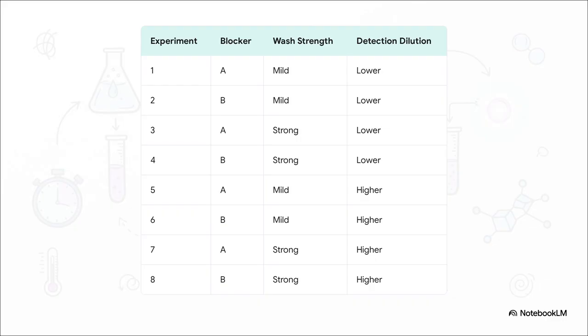And this is what that actually looks like. Instead of testing blockers first, then washes, then detection antibody in 3 separate experiments, you test all 8 of these combinations in a single run. Just one plate can tell you if your background issue is driven by the blocker or the wash strength, or maybe only a specific combo of the two. You learn so much more, so much faster.